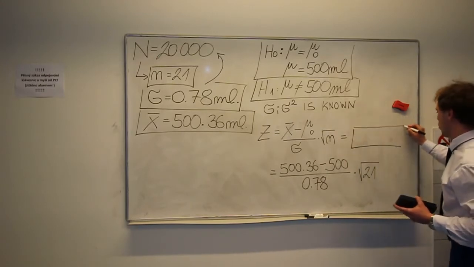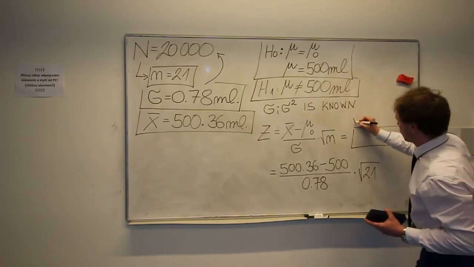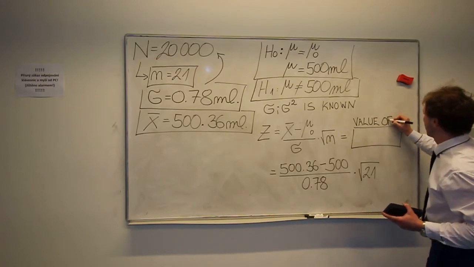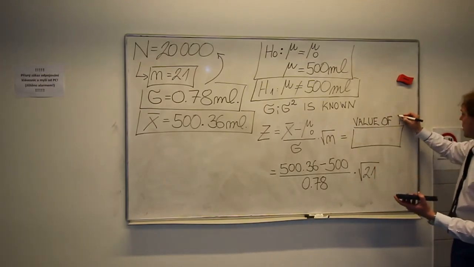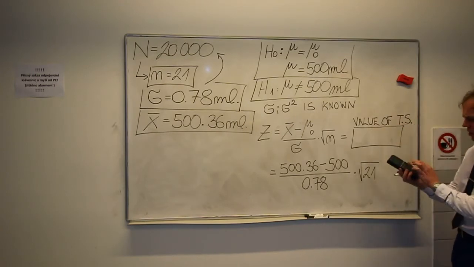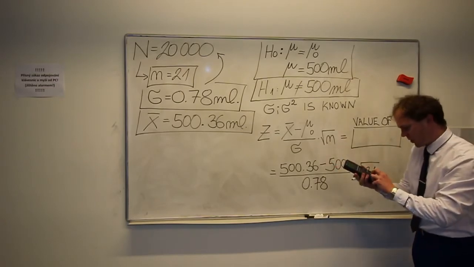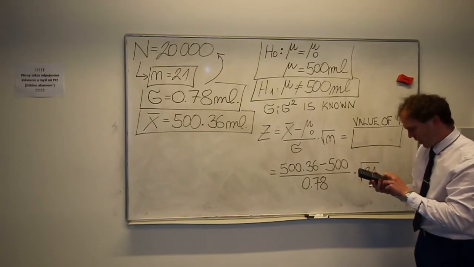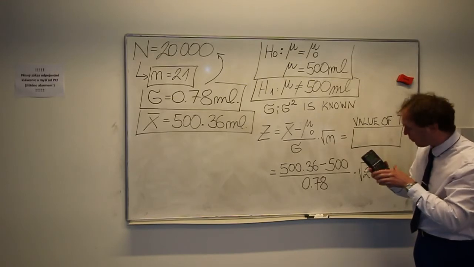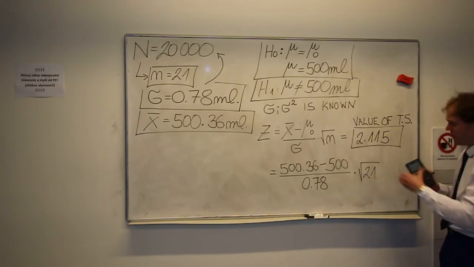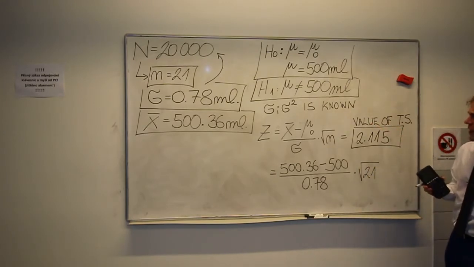Yes, and the value, I will write it here, this will be the value of the test statistic. Yes, value of test statistic. Okay, so please, 0.36 divided by 0.78 times square root of 21. 2.115. Yes? So this is the value of the test statistic.